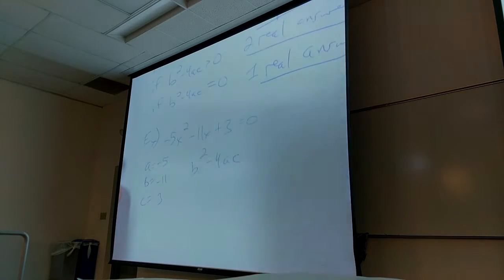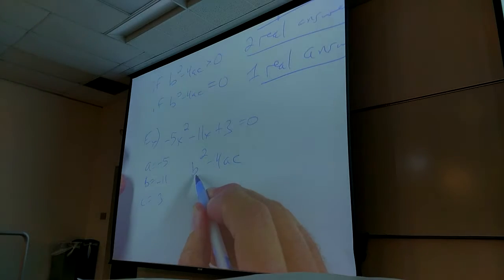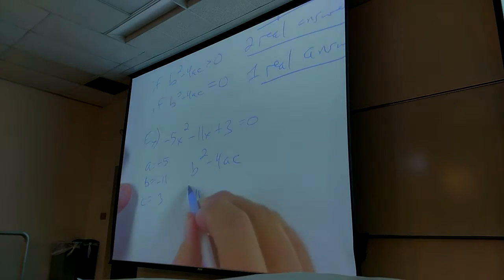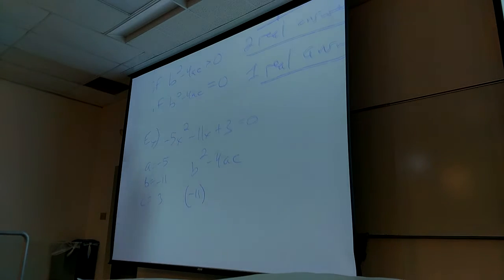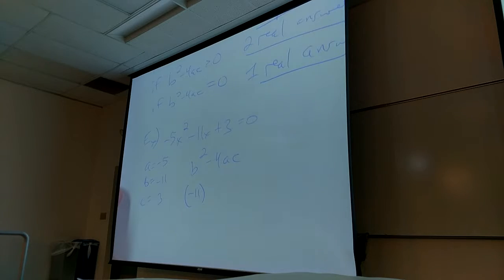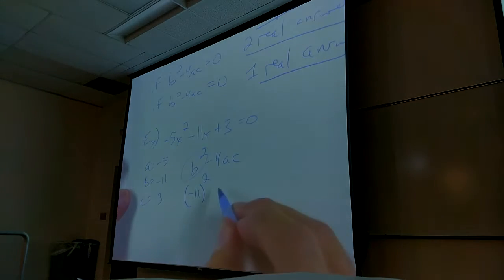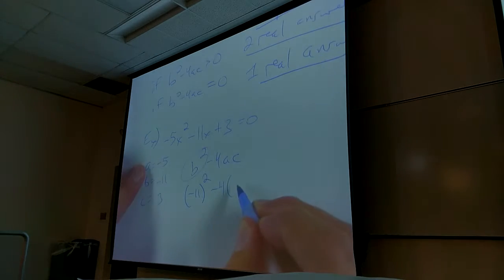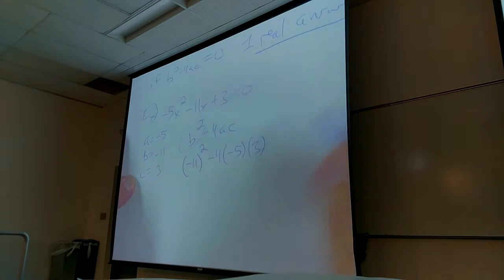What am I squaring? b. What is b? Negative 11. I better square that number, not just part of the number. I don't just square the 11. That's not squaring b. It's squaring a part of b. That's not what this says. So negative 11 squared minus 4 times negative 5 times 3.